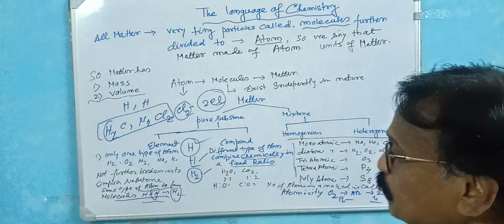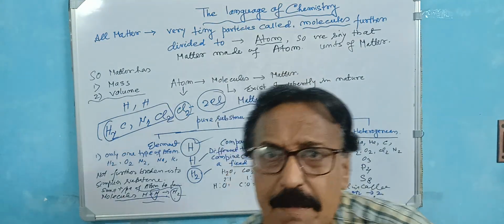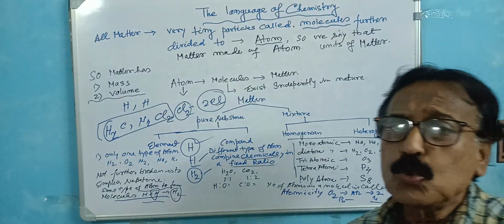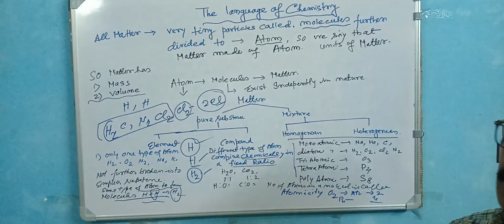Very important thing. Now, compound. What is the difference between an element and a compound? A compound means two or three types of different atoms. Different types of atoms.